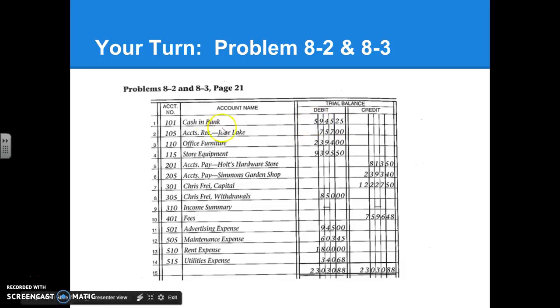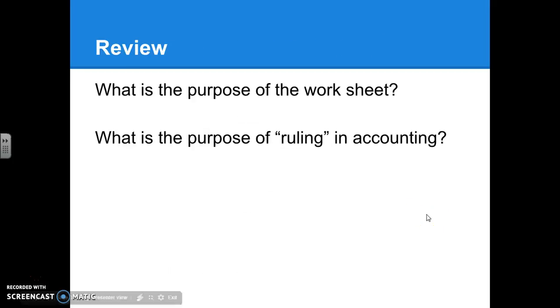All right, so now we have the trial balance. All of our accounts are listed here, listing all the debit side balance accounts and credit side balance accounts, and it does prove out. Notice how the sum of the debits equals the sum of the credits with a single rule and a double rule in their proper places. So if we review, what is the purpose of the worksheet? What is the purpose of ruling in accounting? The purpose of the worksheet is to put all of the balances of all of the accounts in the ledger in one place. And the purpose of ruling in accounting is telling accountants when calculations take place and when calculations have concluded.